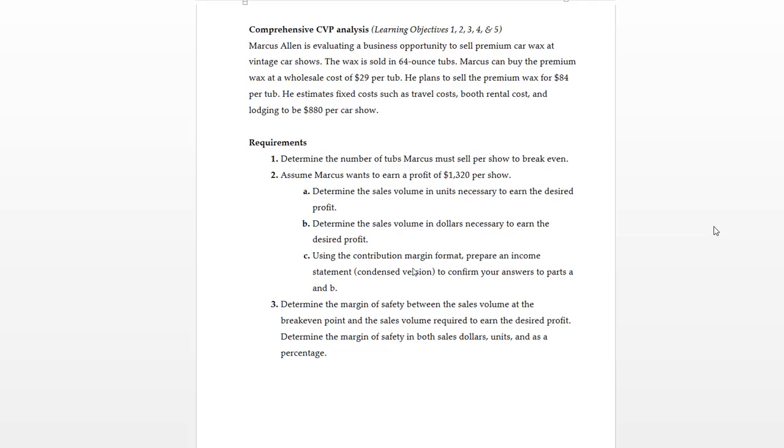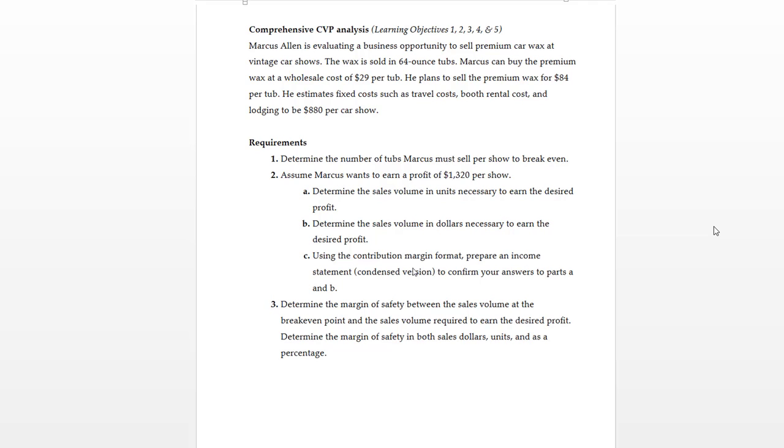Hello students. For this chapter on CVP analysis, I thought it would be helpful if we went through a comprehensive problem. The one we're going to go through covers all the learning objectives. It is a fairly simplified problem, but it does hit all the high points that are important for this chapter.